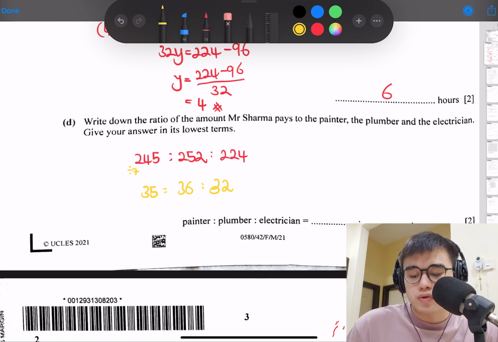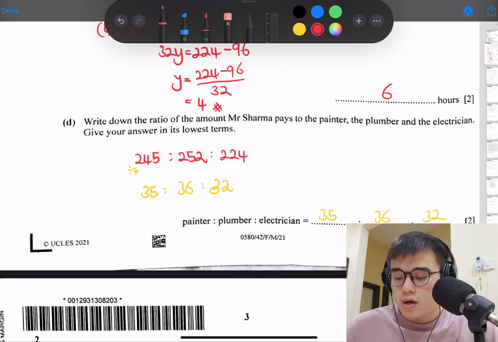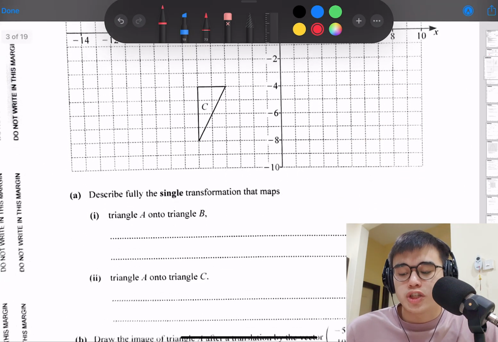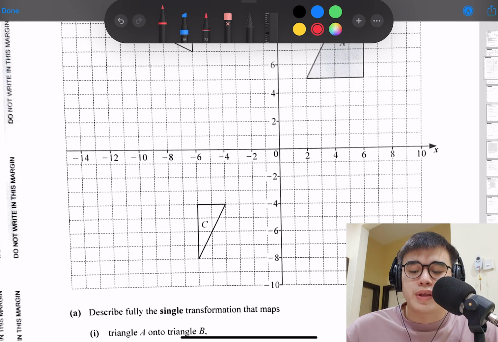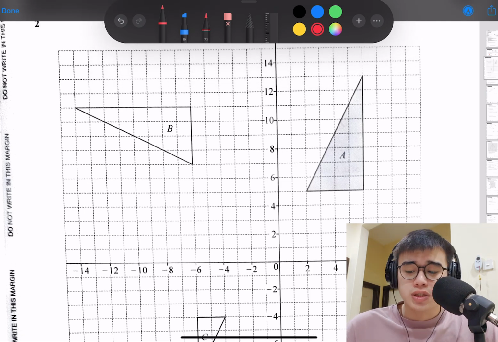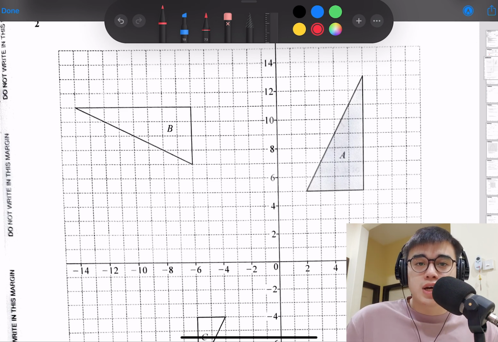So that's how you get to the final answer over here. Moving on, we have a question that involves transformation. The first thing that they wanted was triangle A to triangle B. This thing here is obviously a rotation, but how much to be exact, I'm not sure yet. So I'll be testing it out over here.